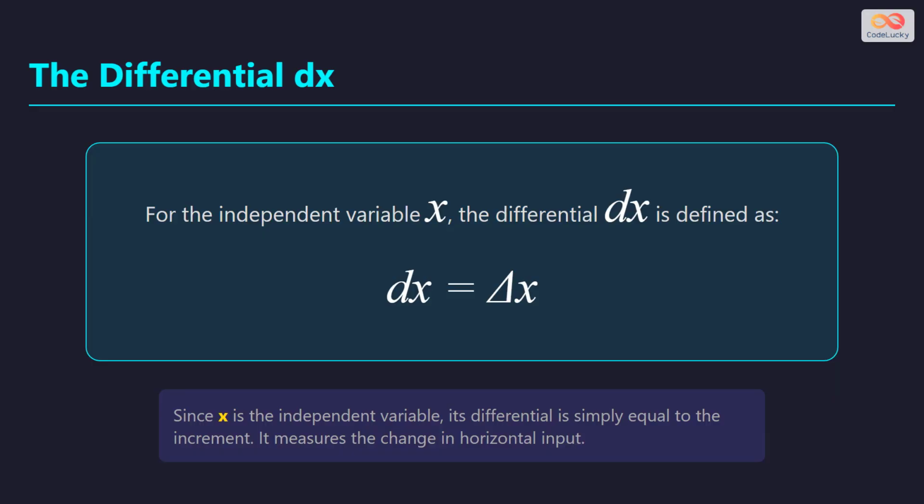Now, let's define the differential dx. Since x is our independent variable, we define dx to be exactly equal to delta x. It represents an arbitrary change in our input. It's the step we decide to take to the right.